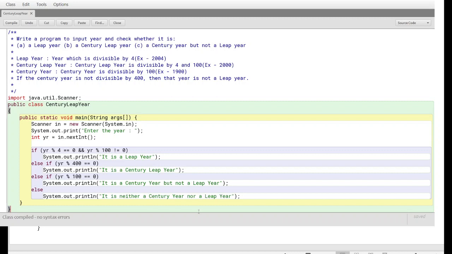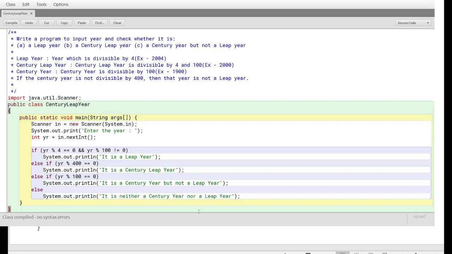I've written the question. The question is, write a program to input a year and check whether it is a leap year, a century leap year, or a century year but not a leap year. So, all of you know the condition to check the leap year. It is: if the year is divisible by 4, it is known as a leap year.